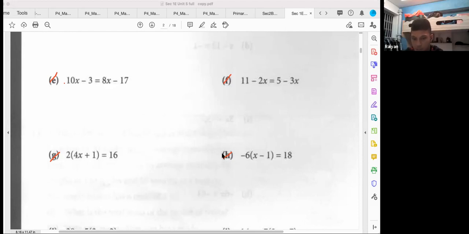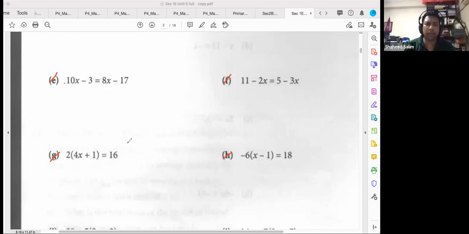-6. Well done. Okay, you try the next one. The next one, you got a times first. 2 times 4x, then you get 8x here, right? Then 2 times 1. You know the expansion, you're clear on the expansion. Okay, good.